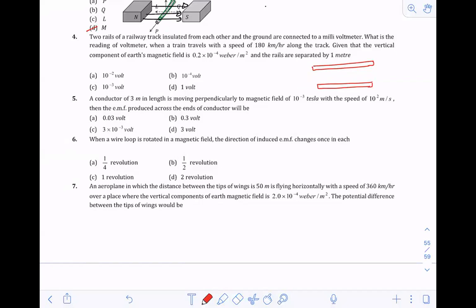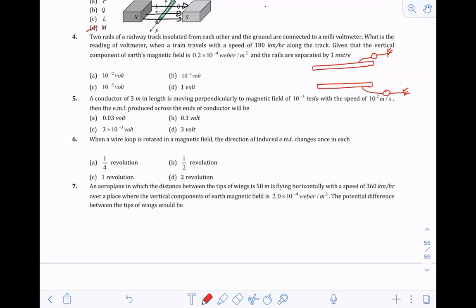Now, the rails, insulated from each other, and the ground are connected to a millivoltmeter. See here, this rail as well as this rail, they both are connected to ground. Now, when they are connected to the ground, do you think this voltmeter will give you any reading?